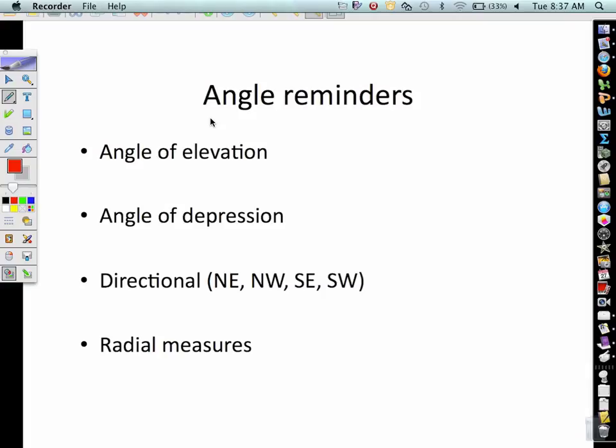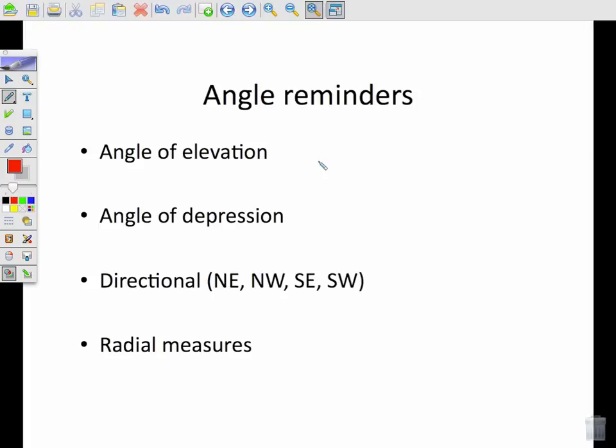The reminders are that when you're asked to deal with angle of elevation, elevation always comes from a horizontal line and goes up towards the line of sight. So if you're observing maybe a balloon up in the air, then the angle of elevation is here, going towards the line of sight. Angle of depression also goes from a horizontal line, but depression would be looking down.